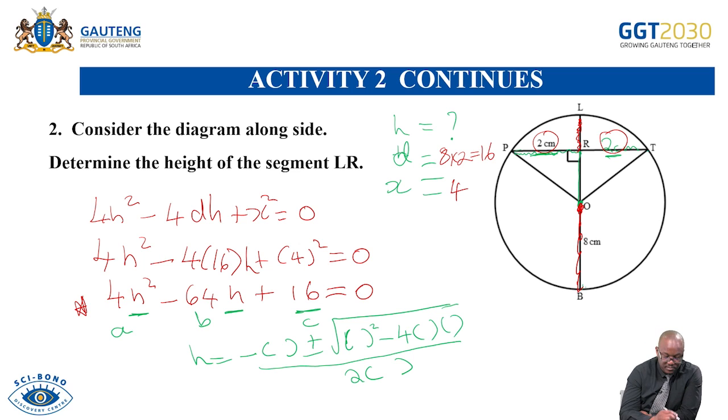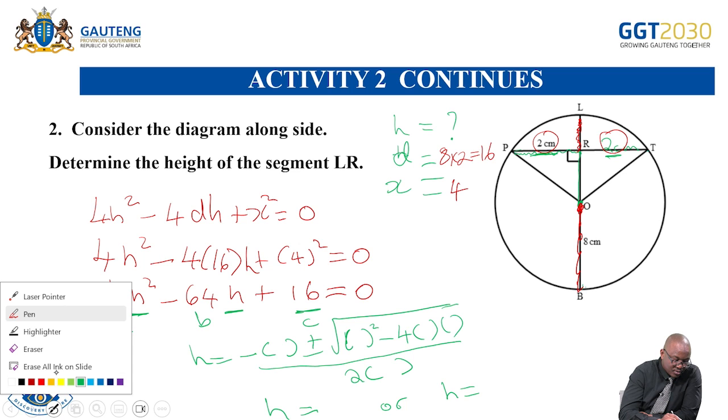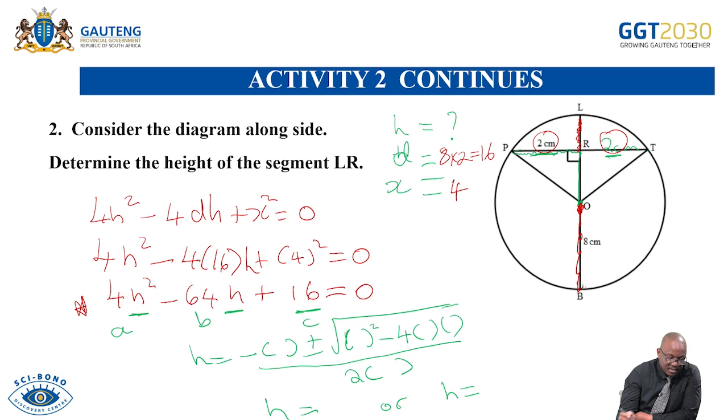That's what we will be looking for there. Then we will know what our h is equal to. So in this case now, what happens? We need to substitute. What is our a, what is our b, and what is our c?